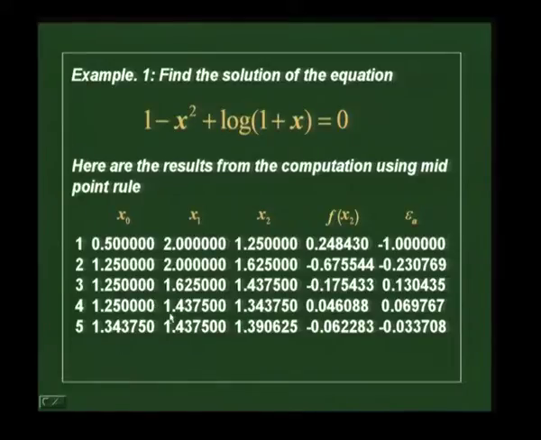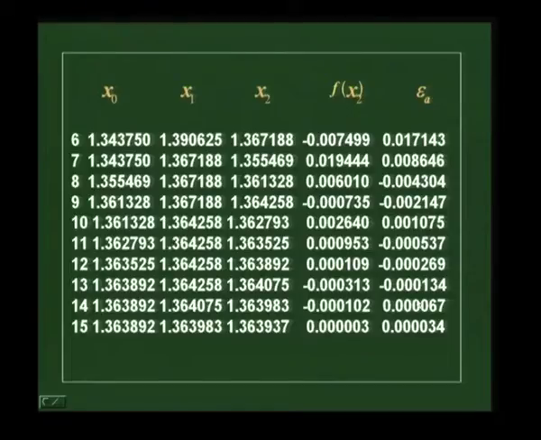So now we have the bracketing between 1.25 and 1.435, and you can see that the absolute error, that is the magnitude of this, is decreasing pretty fast. In about 15 iterations, we have gone to a very small error, and we find that our root is about 1.36389. So we have accuracy up to that.